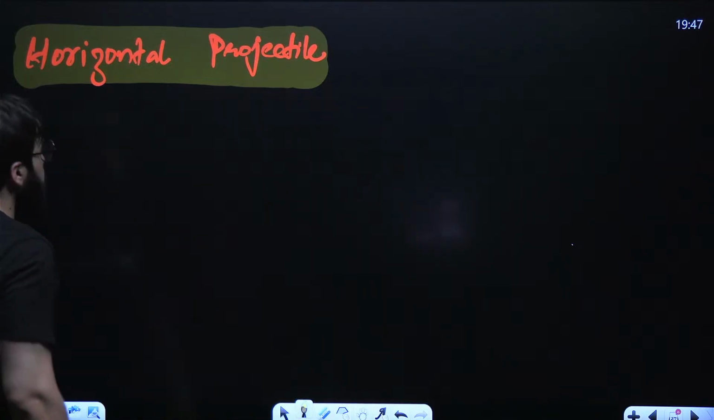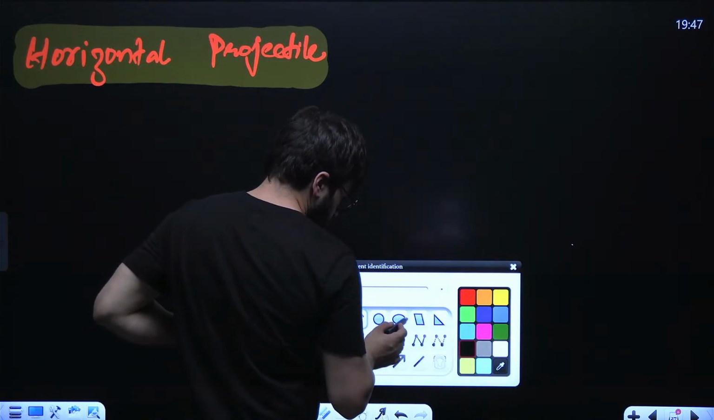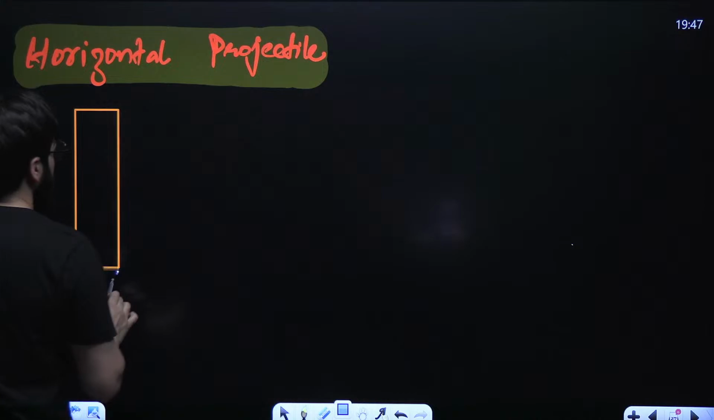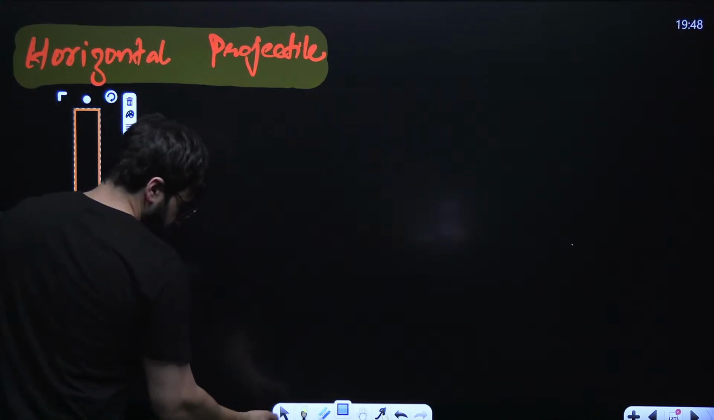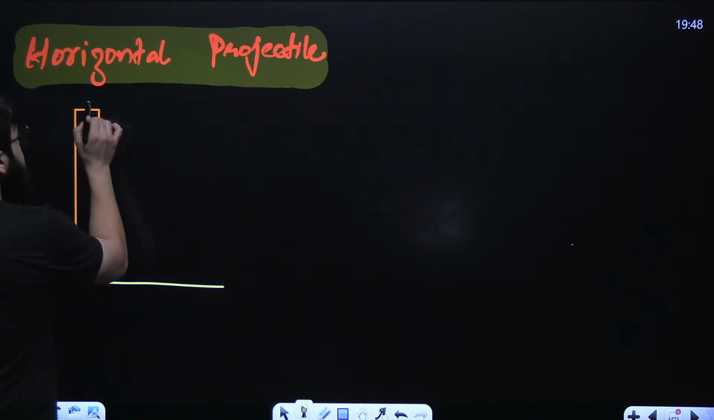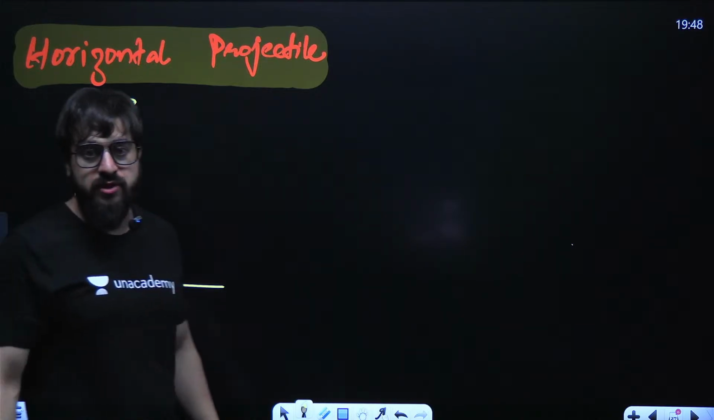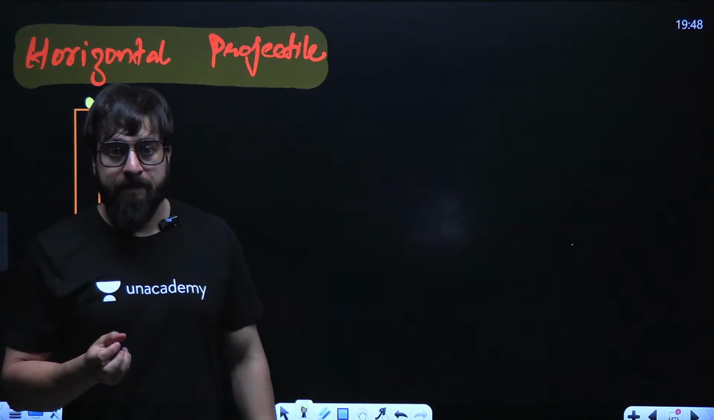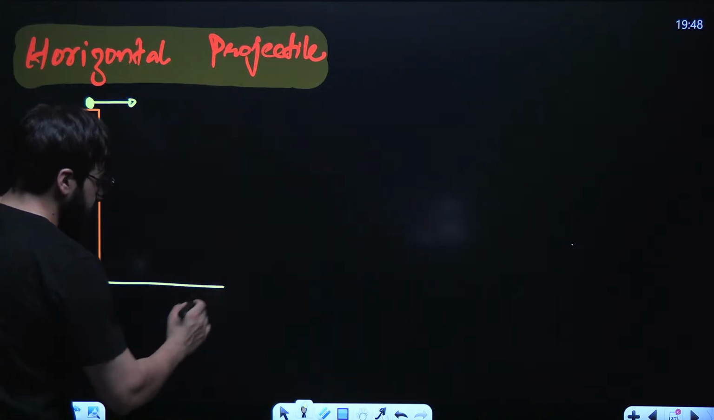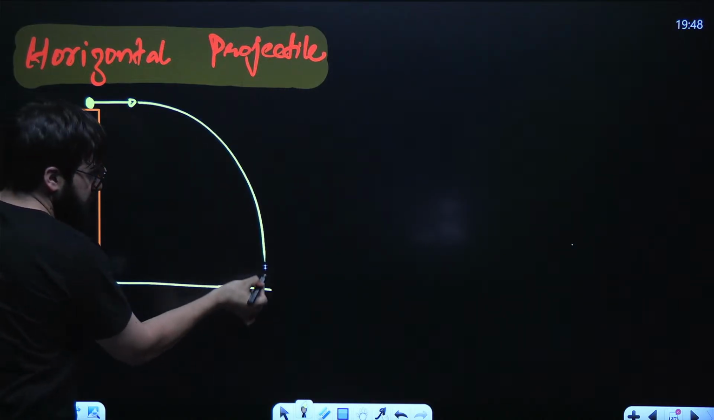Now guys, take a look over here. Horizontal projectile. What does horizontal projectile actually mean? I would want you to focus over here. When it comes to the horizontal projectile, it means you are launching a projectile from a certain height. You are throwing a projectile from a certain height over here. This is what we call the horizontal projectile. So it will follow this particular path.